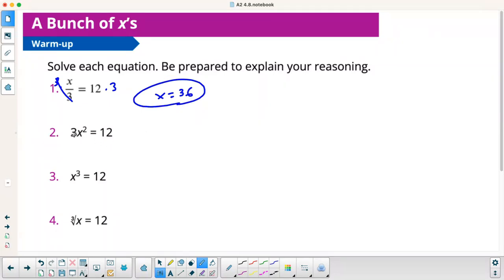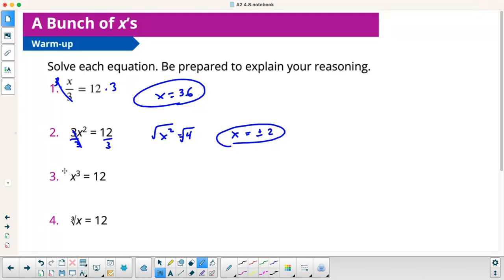Before I square root both sides to get rid of the squared, I'm going to divide by 3. And that gives me x squared equals 4. And then I need to square root both sides. And remember, when I have to insert my own square root sign, I need to have a plus and minus. So I actually have two answers, 2 and -2.